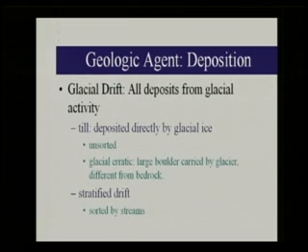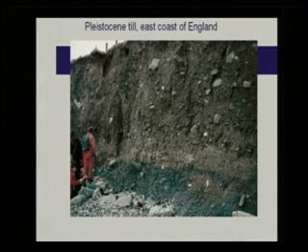Stratified drift is the other category of glacial drift. Again, we can have till, which is deposited directly by the glacier and it's unsorted, whereas stratified drift is sorted by streams. It's the meltwater. This is Pleistocene till off the east coast of England. Note that there are big pieces that look pretty angular, don't they, in finer stuff. So it's a jumble of unsorted sediments that are deposited directly by a glacier.